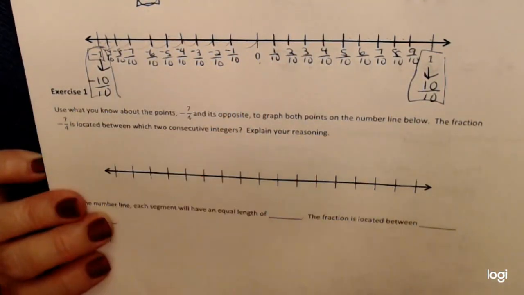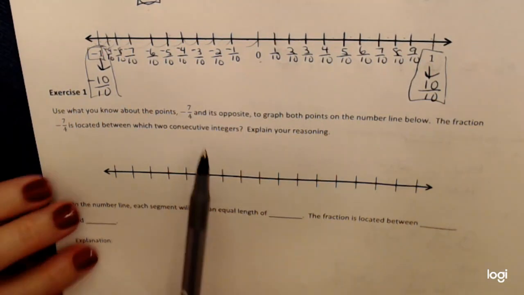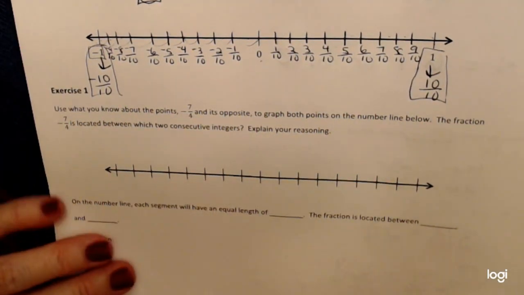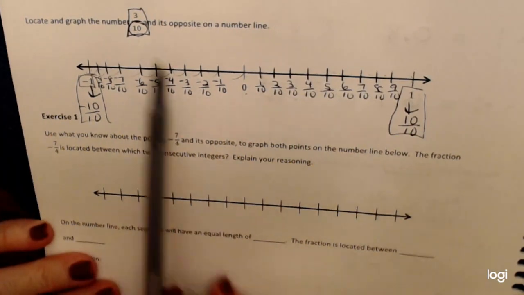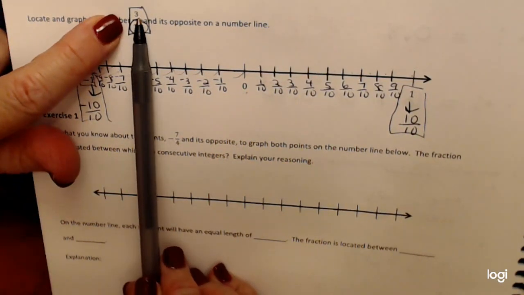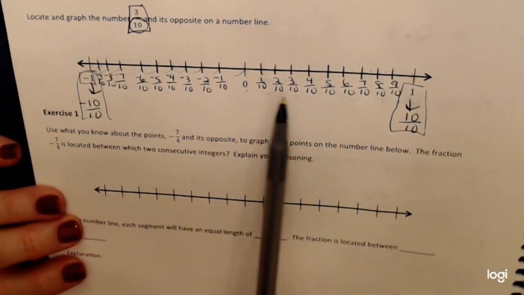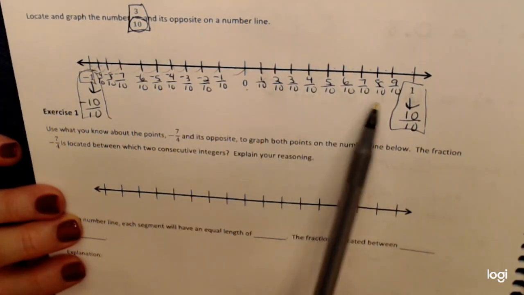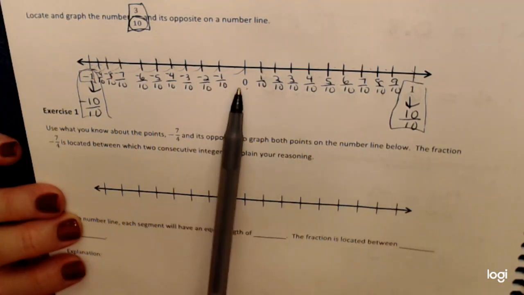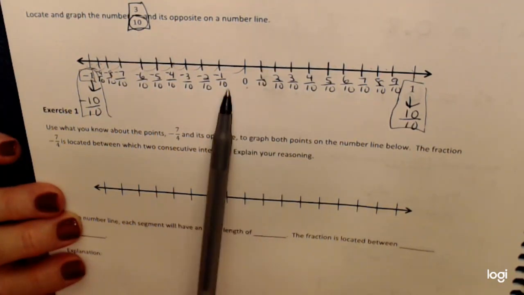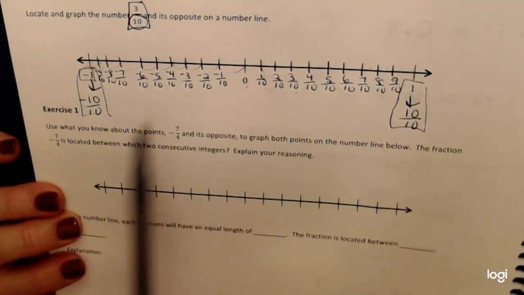Okay, so we made our number line. How did we count? Well, we had to count with a rational number of tenths. We're not counting by 3/10. We're only counting by tenths on the bottom. So I did 1/10, 2/10, 3/10, 4/10, 5/10, all the way up to 10/10. And then I did the opposites, the opposite of 1/10, the opposite of 2/10, and the same thing.